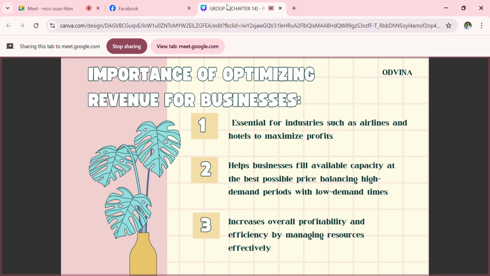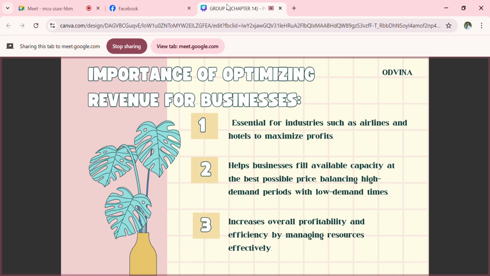Demand varies depending on the seasons, events, or even the time of day. During high demand times like holidays, businesses can charge more because many people want to book. During low demand times, they often offer discounts to attract customers and avoid empty seats or rooms. Balancing these prices helps them stay profitable no matter the season.